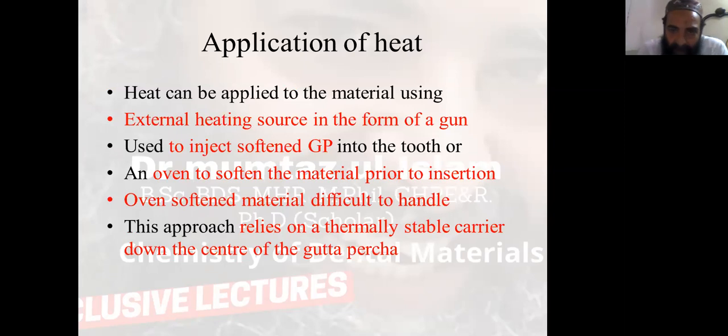So heat can be applied to the material using an external heating source in the form of a gun used to inject softened GP into the tooth, or an oven to soften the material prior to insertion. Oven softened materials are difficult to handle. This approach relies on a thermally stable carrier down the center of the gutta percha.